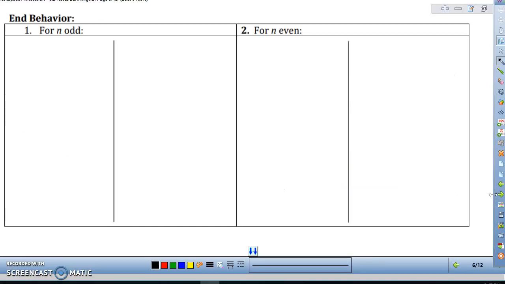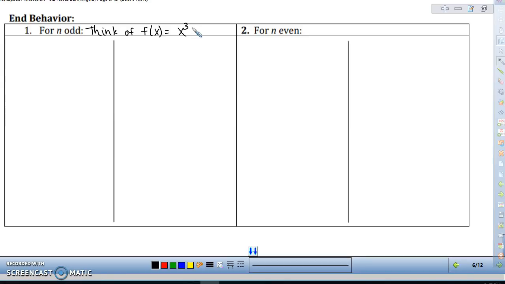So, we've got two options for end behavior. We're either going to talk about the degree of our polynomial being odd, or we're going to talk about the degree being even. For an odd degree polynomial, you've got a little space up here. I want you to write a little note to yourself. Think about the function f of x equals x cubed. That is one of our favorite odd functions.